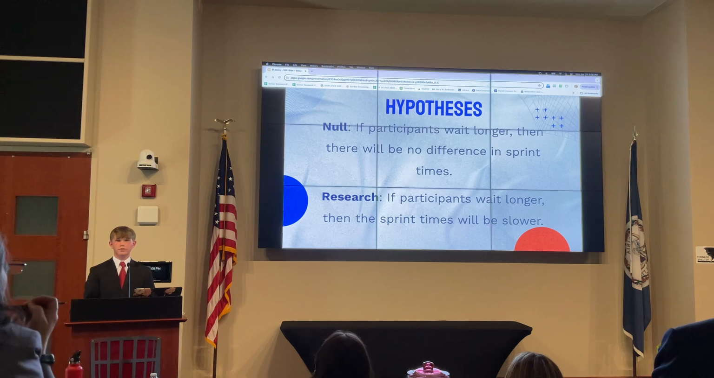My null hypothesis is, if participants wait longer than 15 minutes, then there will be no difference in sprint times. I chose this as my null hypothesis because in my research I found that many beneficial effects lasted around 20 minutes. My research hypothesis is, if participants wait longer, then their sprint times will be slower. I chose this as my research hypothesis because a study stated that after warm-up routines is when the body is most prepared for exercise.